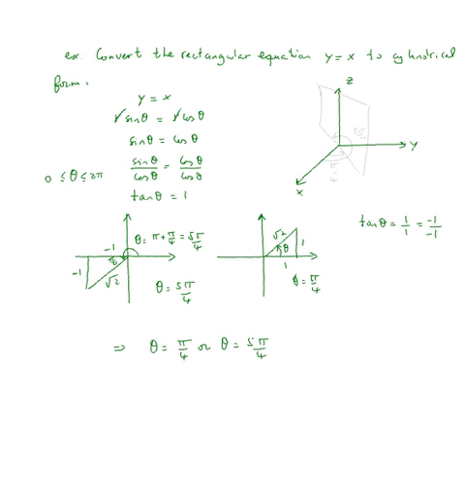Now if you want to graph it, see pi over 4 will give me this half plane, right? But 5 pi over 4 will be this angle. So it's going to give me this one. So this way I'll get the whole plane y equals x. And that's it for this example.